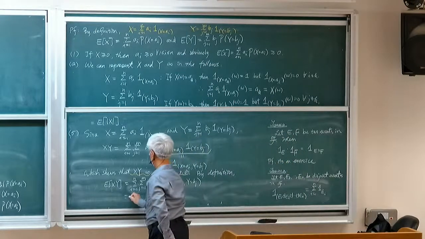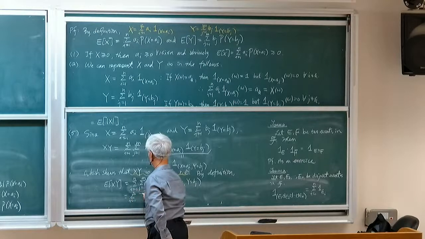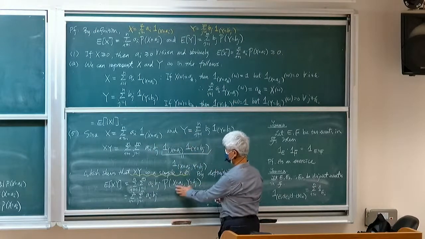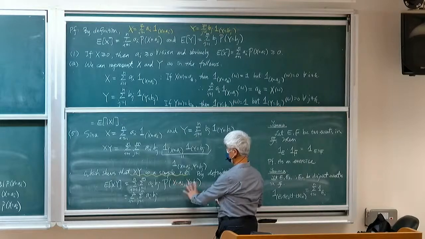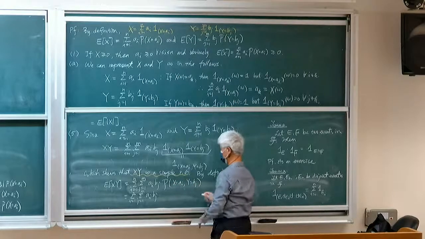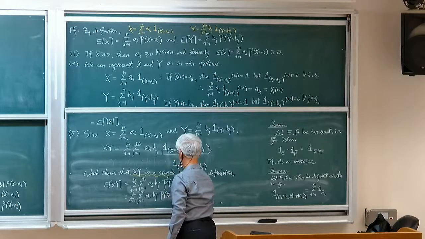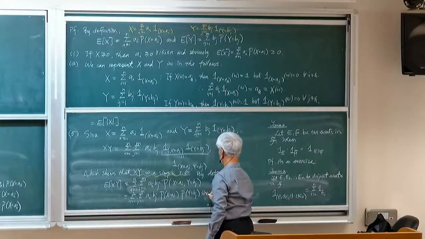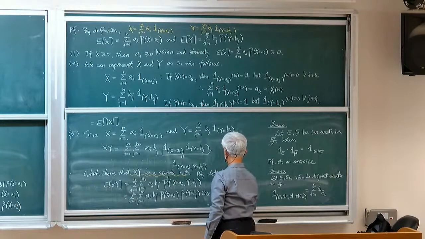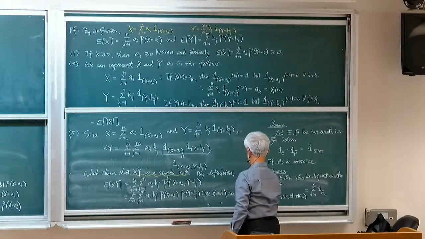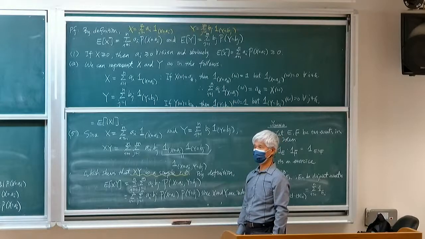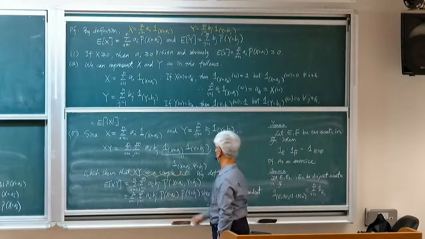Now, we apply independence. Because A_i and B_j are independent, the probability of their joint event becomes the product of their respective probabilities. So this is the probability of A_i times the probability of B_j, since x and y are independent.